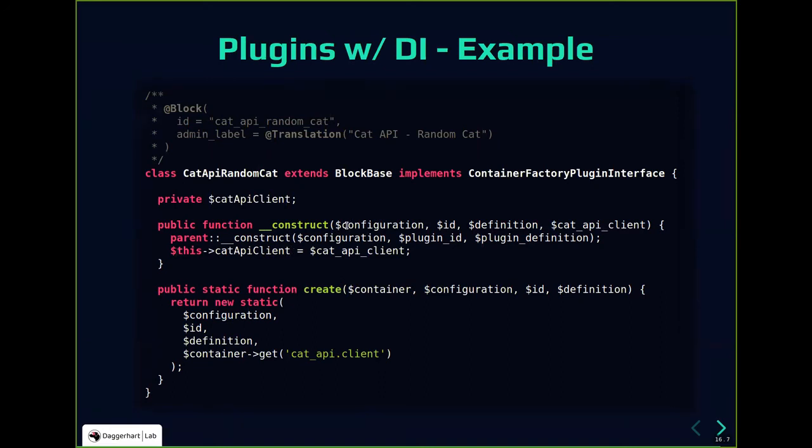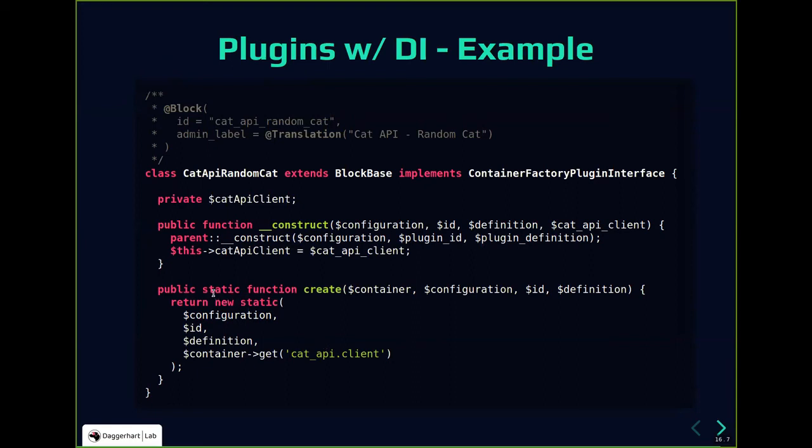What I do is define the constructor and make sure that I can accept the three normal things: configuration, plugin ID, plugin definition, and also my new dependencies that I want to define as a part of my block. And I pass the three original things to the parent's constructor. So I take the configuration, the ID, the definition, and pass them into the parent constructor so that this block gets fully built as defined by the block base. And anything else I wanted from the container, I just go ahead and assign as a property onto this class.